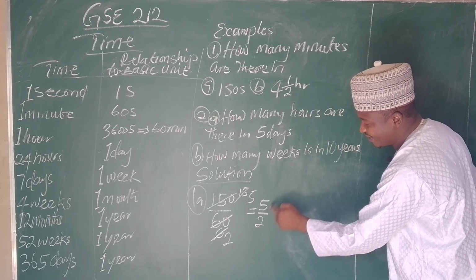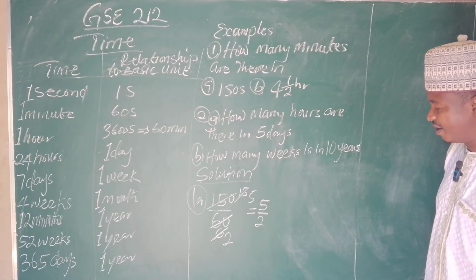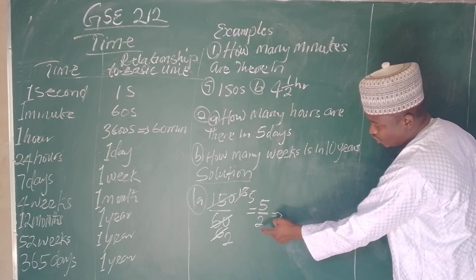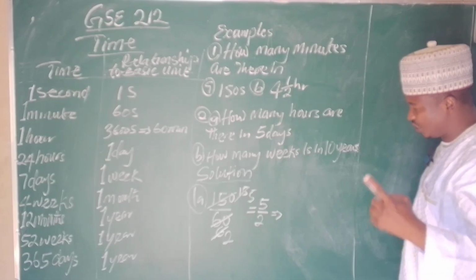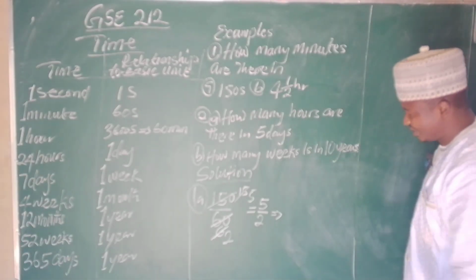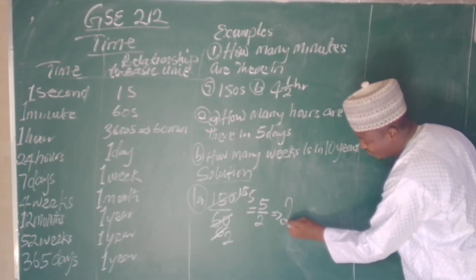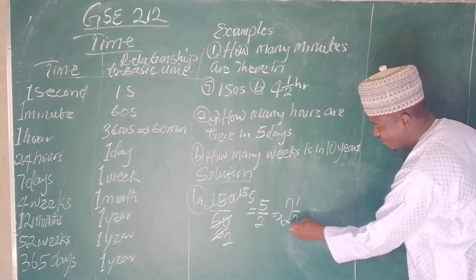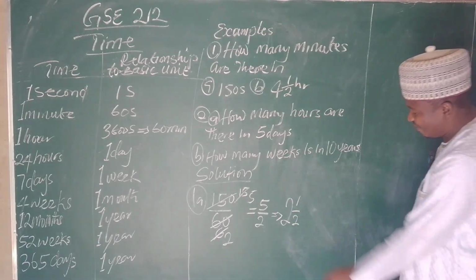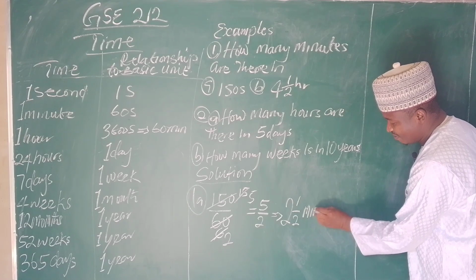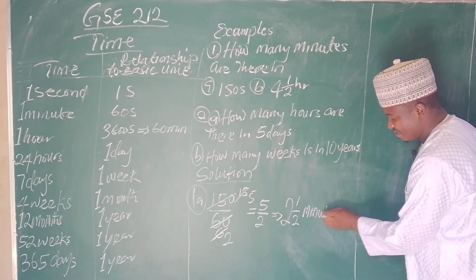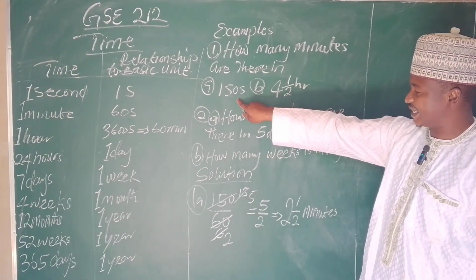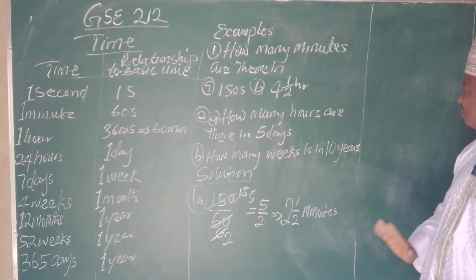Therefore, we should convert this into an improper fraction. 2 into 5, it will go how many times? It will go 2 times. Remember 1 then over 2. That is 2.5 minutes. So the minutes in 150 seconds is 2.5 minutes.